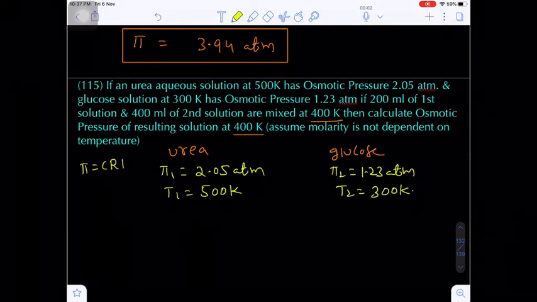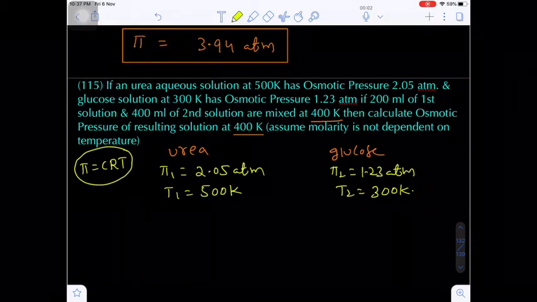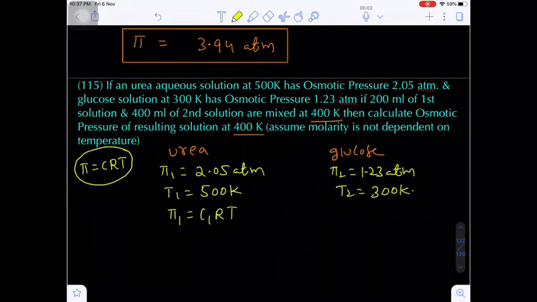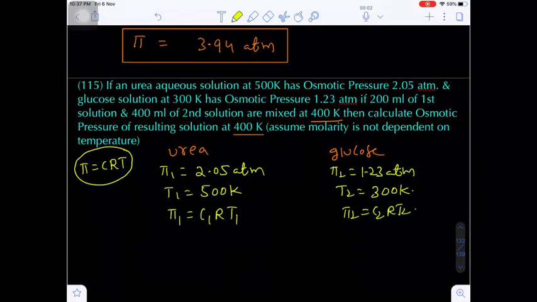Pi is equal to CRT or CST, yes or no? Now from here, what will be the osmotic pressure? Pi 1. Shall I write pi 1? Pi 1 is C1 RT, with R constant and final temperature T1 I am taking, because temperature also changes. Here pi 2 will be equal to C2 R T2.